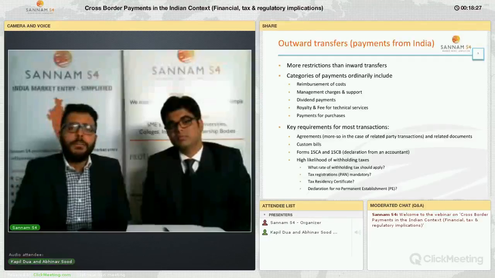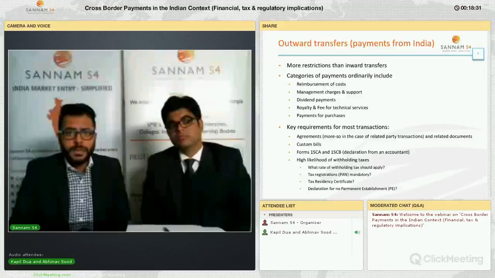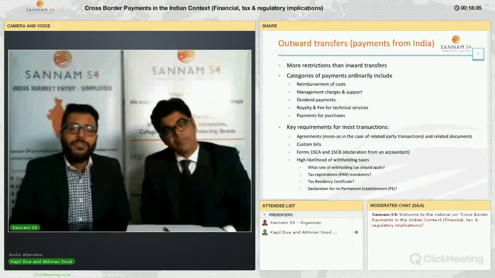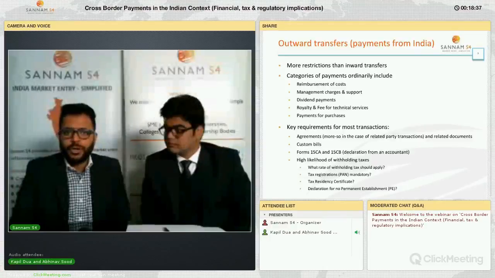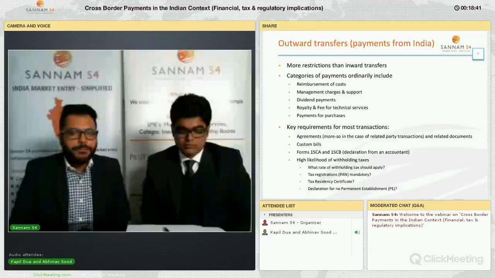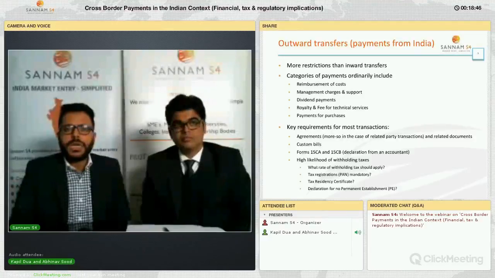Custom bills. When we import goods into India, we cannot make the payment, meaning Indian entities cannot make the payment, unless we have all the custom documents. We have the supporting documents which talk about when the goods landed, what the FOB cost of the goods was, and what custom duties we have paid. So those custom documents are important. Do keep track of each and every transaction.